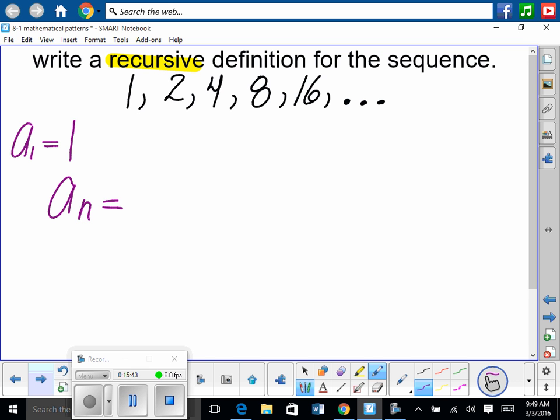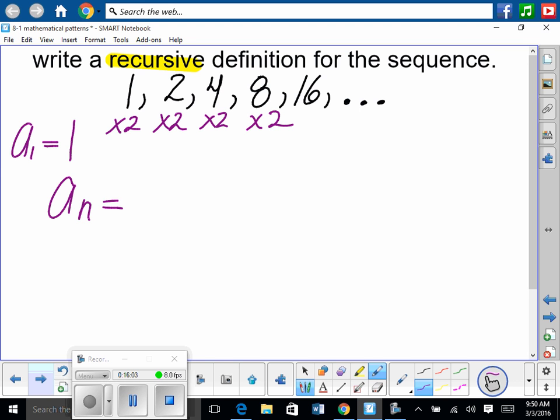So let's figure out, how are we getting from one term to the next? How do we get from 1 to 2? There are 2 ways. You either added 1 or multiplied by 2, right? But let's look. How do you get from 2 to 4? Multiply by 2. To get from 4 to 8, we multiply by 2. 8 to 16, we multiply by 2.